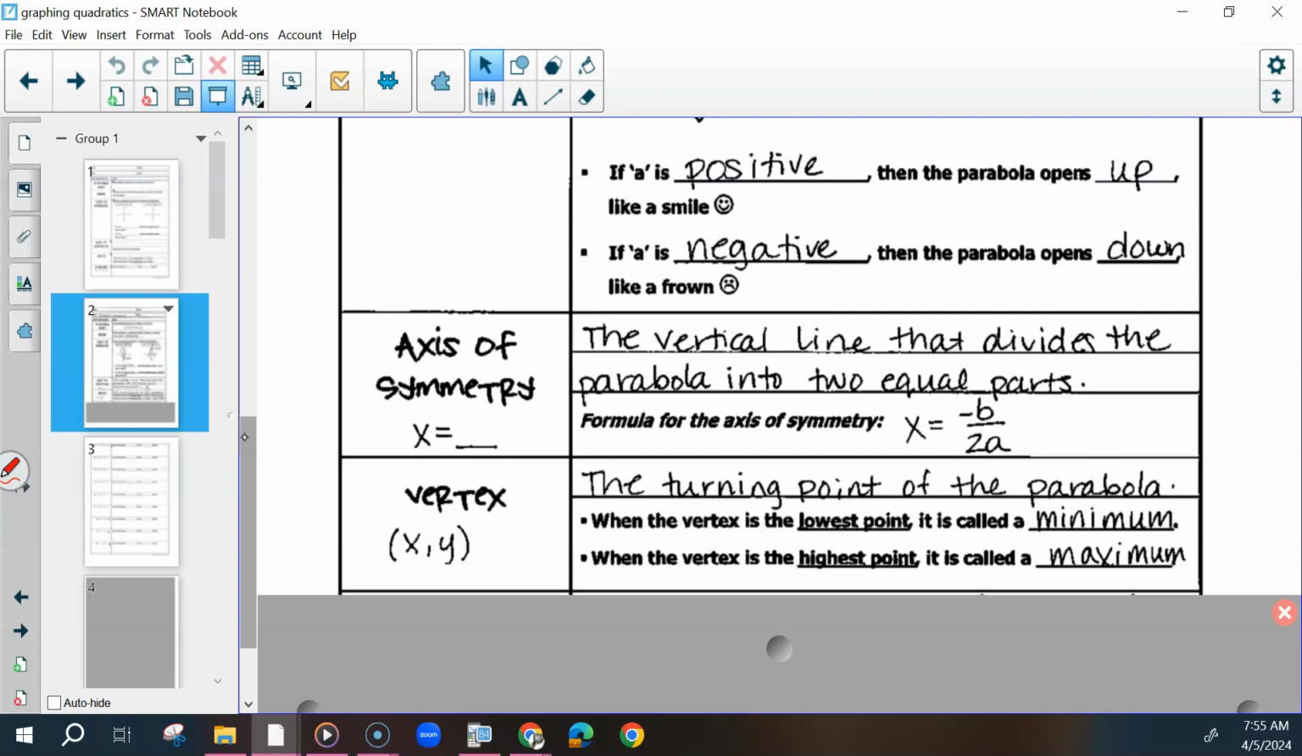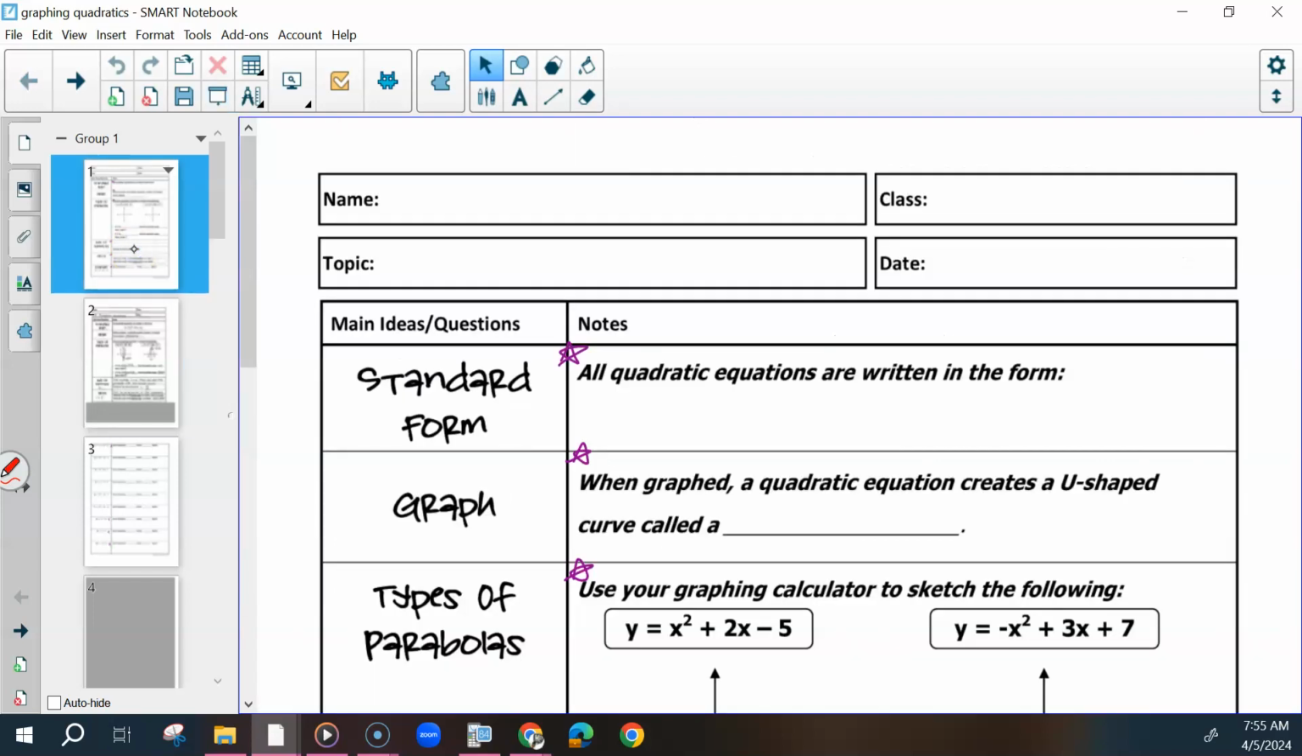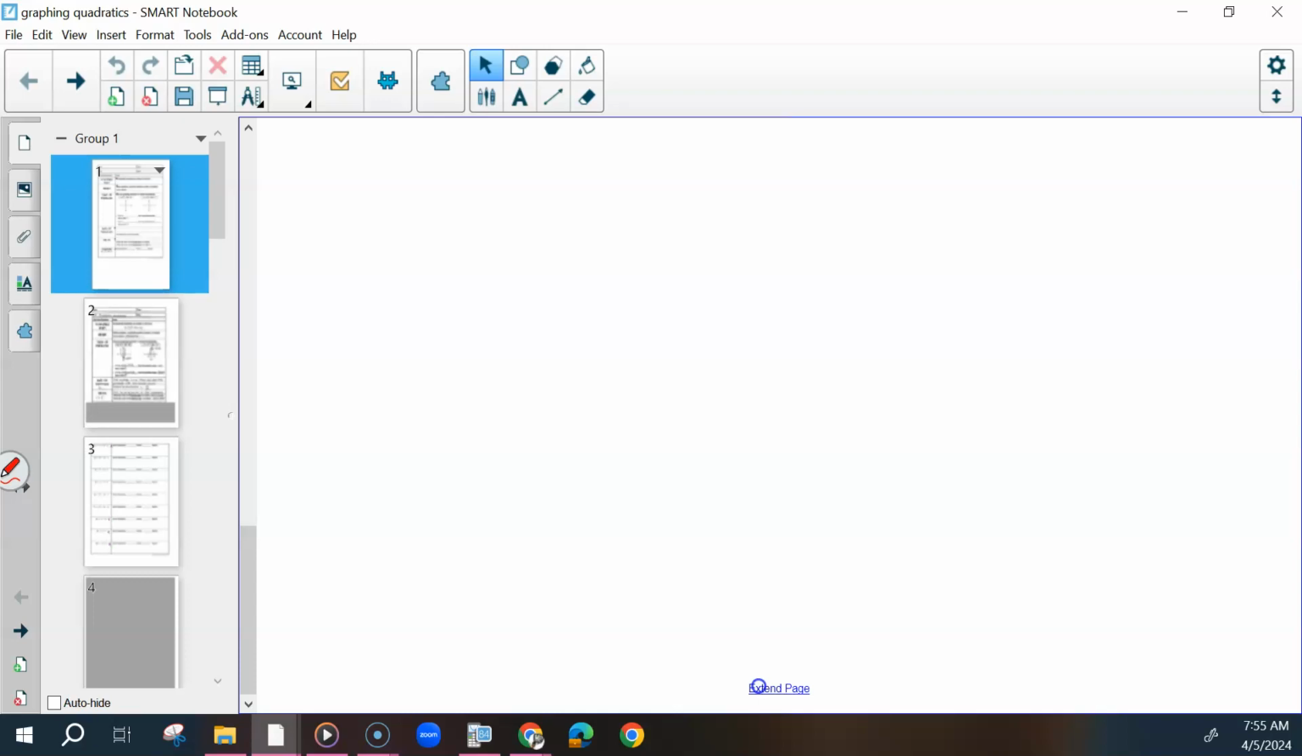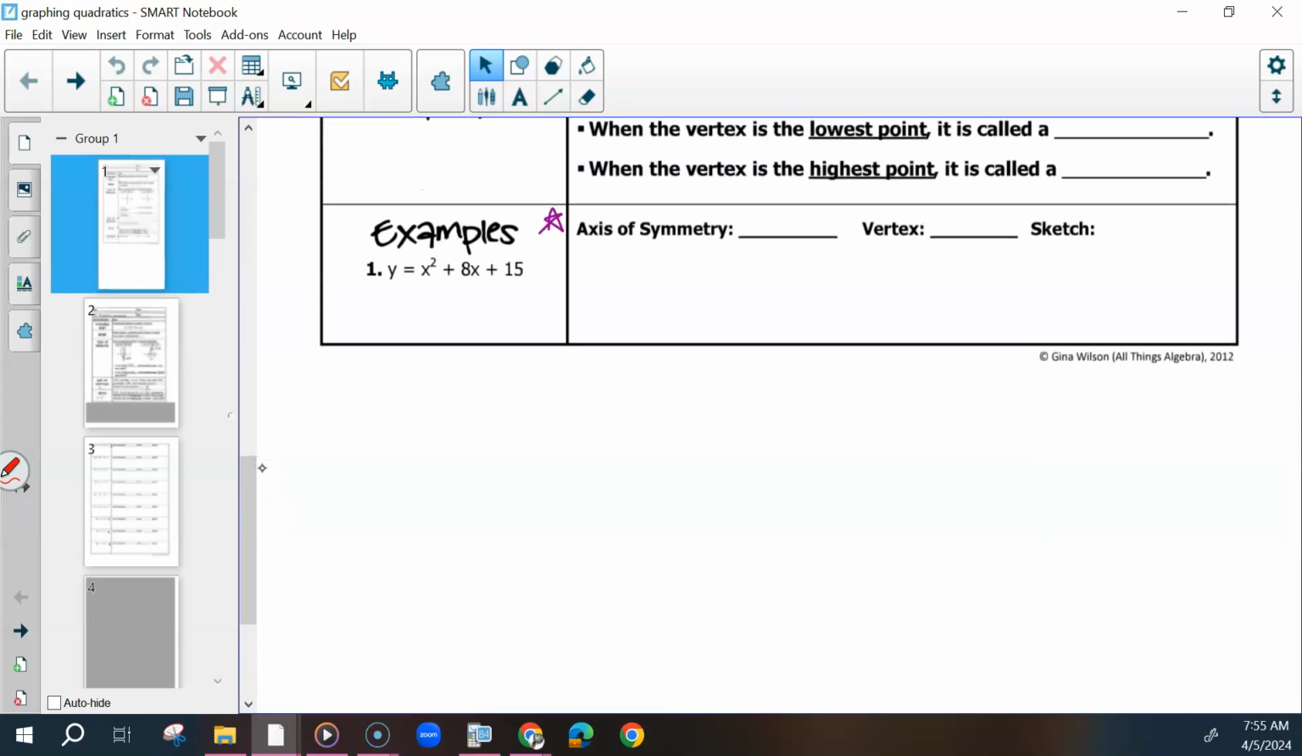Alright, so we're going to start at number 1, at the bottom. We're going to find the axis of symmetry and the vertex. I'm going to show you how to do this algebraically. I'm also going to show you how to do it in a calculator. You need to be able to do it algebraically. You could double check yourself in your calculator.